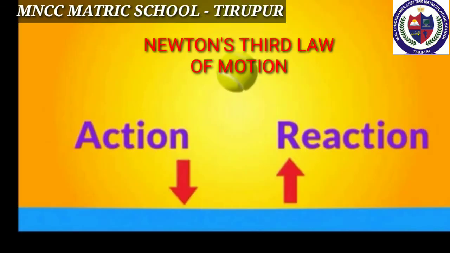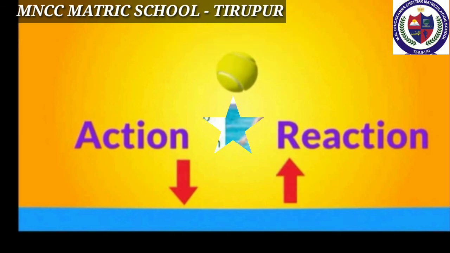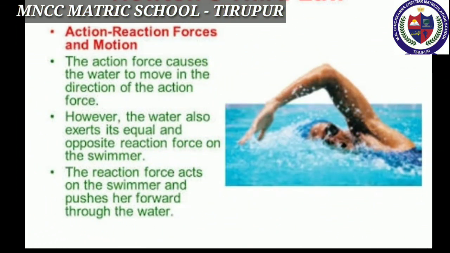Next we move to Newton's third law of motion. For every action there is an equal and opposite reaction. They always act on two different bodies. So F2 is equal to minus F1. For example, when a person swims, he pushes the water backwards using the hands, that means action, and the water pushes the swimmer in the forward direction, that means reaction.